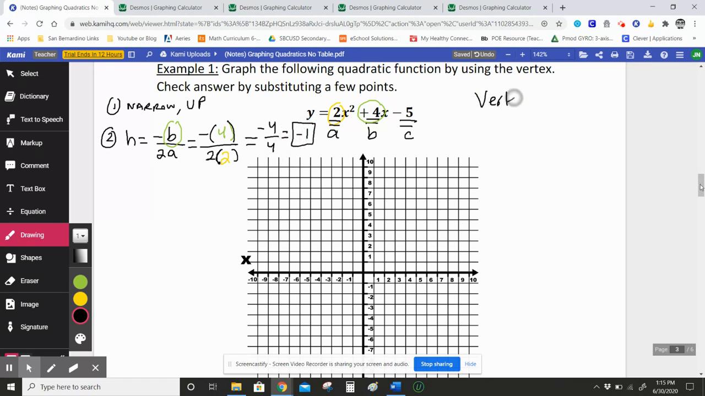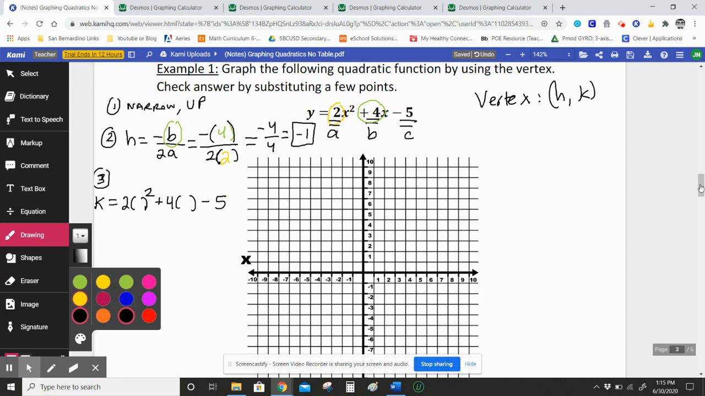Remember, the vertex is 2 points, h and k. So we have the first coordinate. Now we just got to find the k. How do we find the k? If you remember from the steps, all we have to do is plug h into the original equation, and whatever answer you get, that'll be your k. So let's plug it into the original equation. The next step, which is step number 3, we're going to find k. So k is going to be whatever I get when I plug the x-coordinate of the vertex into my original equation. We've done this a bunch of times before, so it shouldn't be that difficult.